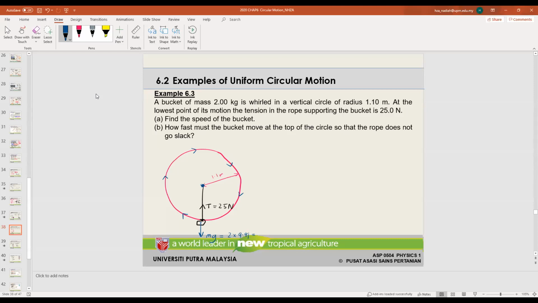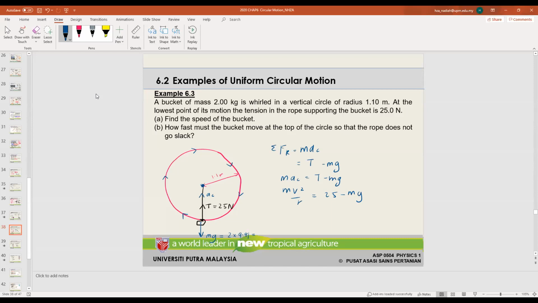Okay, so let's do this. FR equals mac. Okay, as usual, we do the lowest point first. At the lowest point, we have T in the same direction as our ac. So T is positive minus mg. Okay, and then this becomes mac. mac equals T minus mg. This guy becomes mv squared over r. T is 25 minus mg.